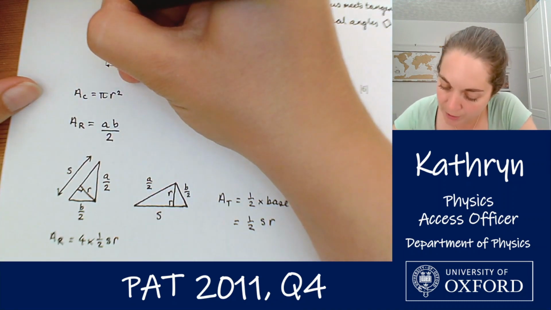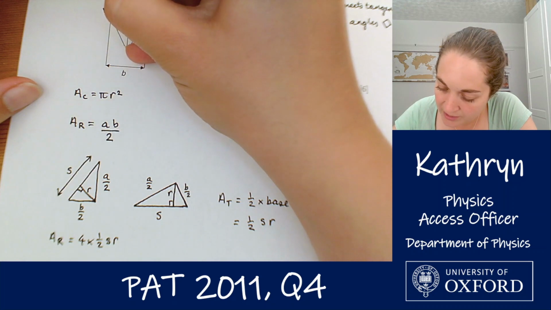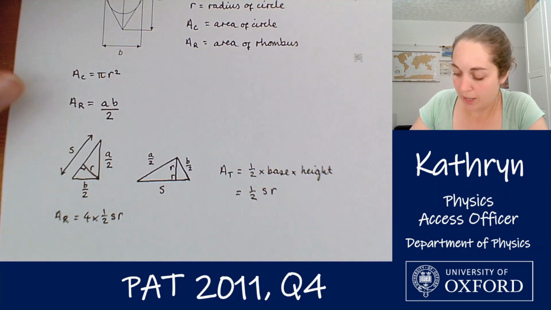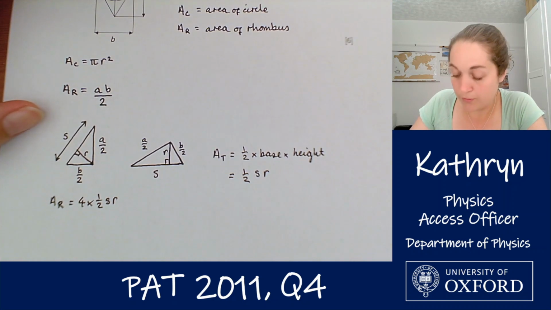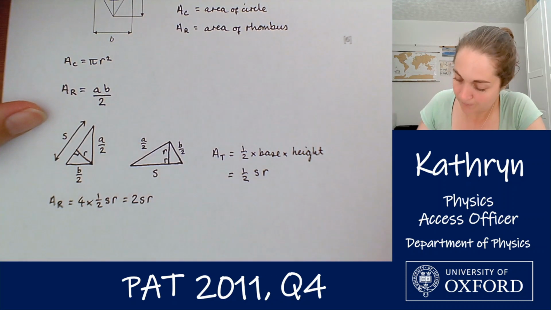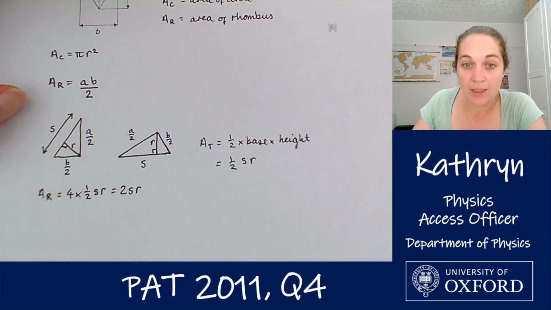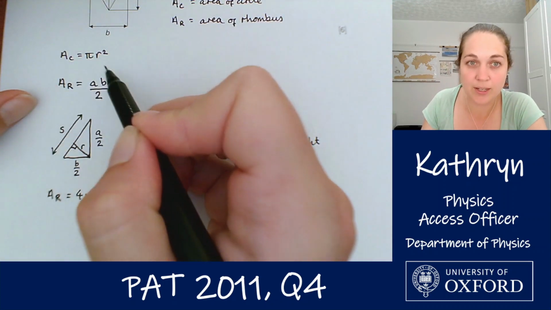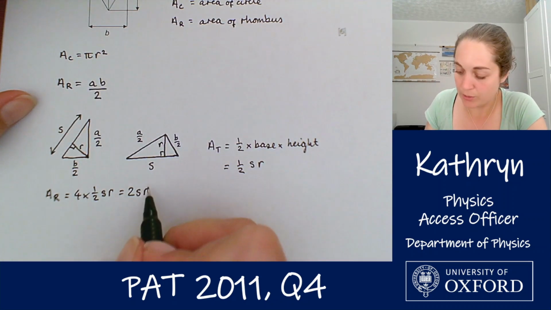Let's put this on our diagram actually. So this is S here, that one up there. Okay, so we've got 4 times a half SR. So that will give us 2SR. So now we've got 2 expressions for the area of the rhombus. We've got this one, AB over 2, and we've got this one, 2SR.